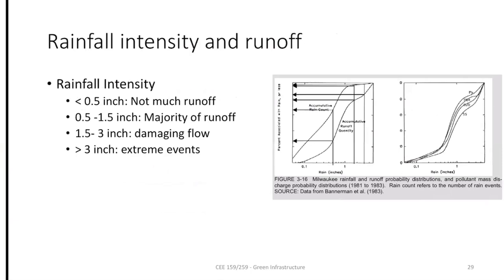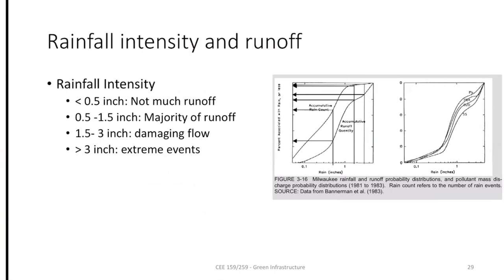So again, as I said, we learned that rainfall intensity could vary based on the frequency of rainfall events, 100-year events, 10-year events. But this is just a way to remember what rainfall intensity is. Less than half inch is more frequent most of the time. It doesn't create much runoff. It will just soak the water. You will not have any problems.